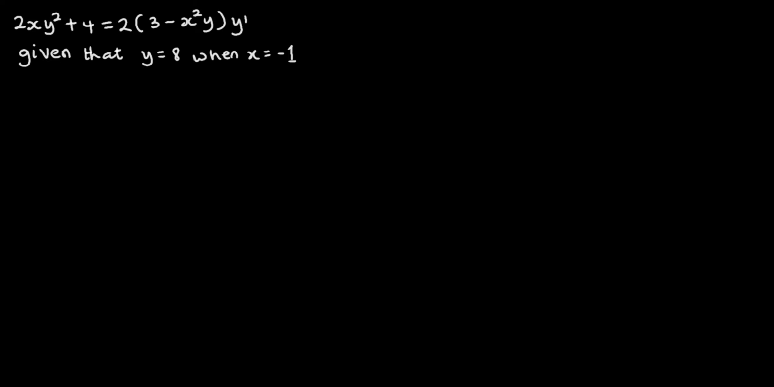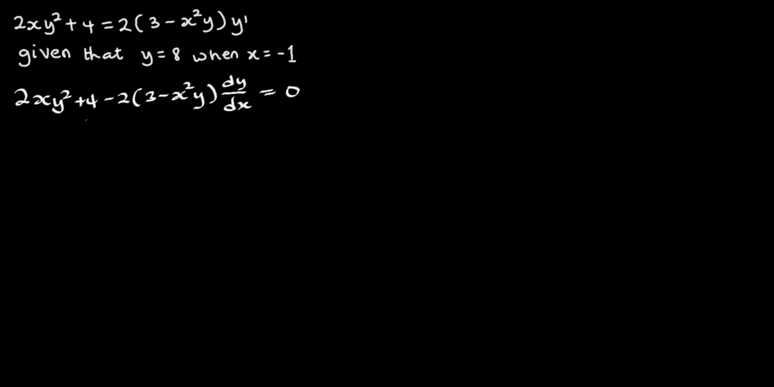So for this reason, we're going to have 2xy squared plus 4. Then I'll take the terms on the right hand side to the left hand side. So you're going to have minus 2 multiplying 3 minus x squared y multiplying y prime, which I write as dy/dx, and this will be equal to 0.